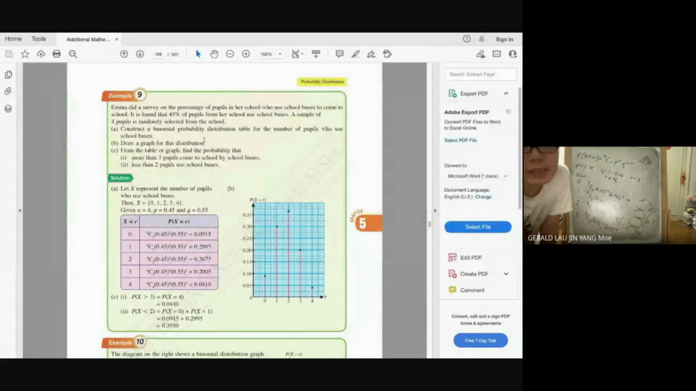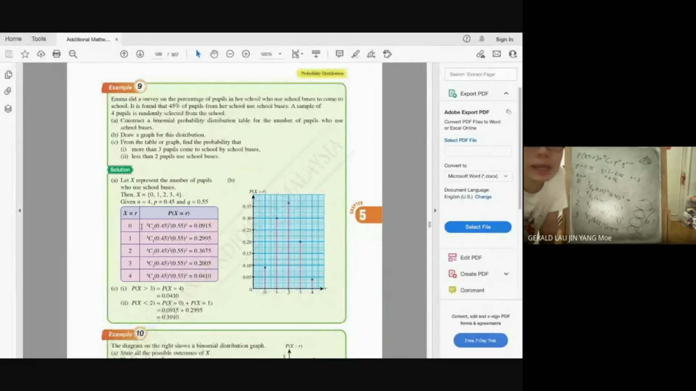Then you look at C. C is more to analyzing. Find the probability that more than 3 pupils come to school by school buses. That means 4 pupils. So 0.0410. Less than 2 pupils, so that means 0 and 1. So this one 0 plus the 1. So you get 0.3910. Can you understand?